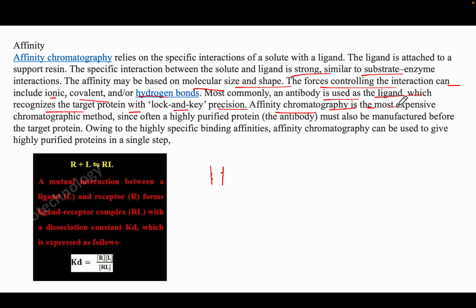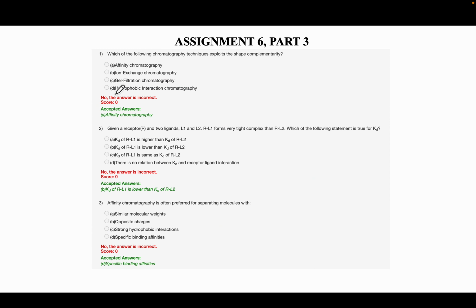Affinity chromatography is the most expensive chromatographic method, since often a highly purified protein, the antibody, must also be manufactured before the target protein. Owing to the highly specific binding affinities, affinity chromatography can be used to give highly purified proteins in a single step. So the shape complementarity comes from affinity chromatography.